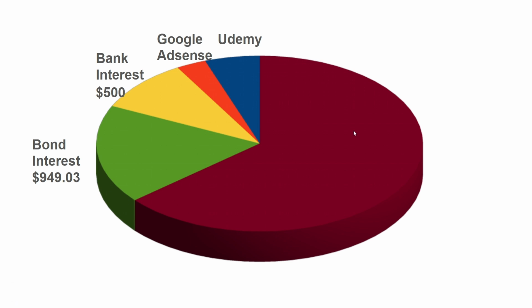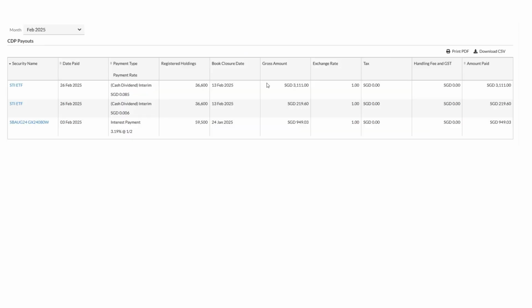Next, let's take a look at my largest source of income in the month of February, which accounts for more than 50% of the total income, which is the dividend from stock. In fact, it is only from a single stock. Let's take a look at my CDP payout for the month of February. I received dividends from the STI ETF. I purchased the SPDR STI ETF.